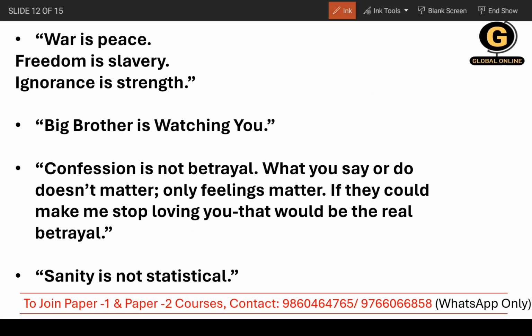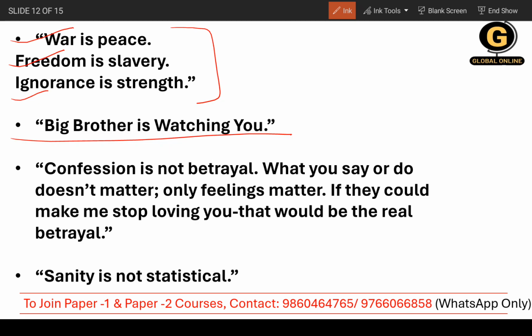Now, war is peace, freedom is slavery, ignorance is strength. This quote has been repeated so many times in the novel. Even if you open the novel 1984, you will see war is peace, freedom is slavery, and ignorance is strength. Even if you do not remember any of the quotes, you will remember this quote. And also, Big Brother is watching you. Every time they are mentioning Big Brother is watching you.